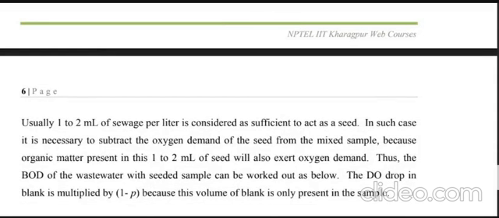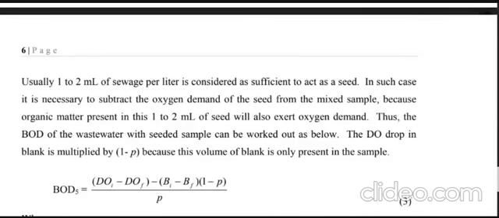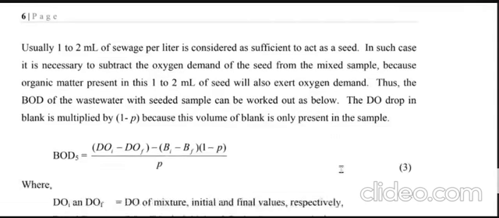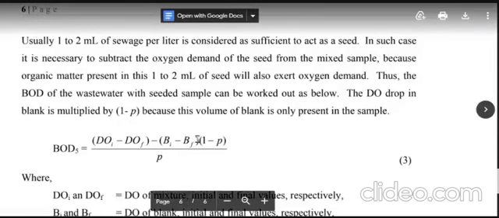Okay, so 1 to 2 ml of sewage that we always add per liter, and in that case that is sufficient. And when we are noting the value of BOD with the seeded sample, we have the formula. What is the initial formula of BOD5?